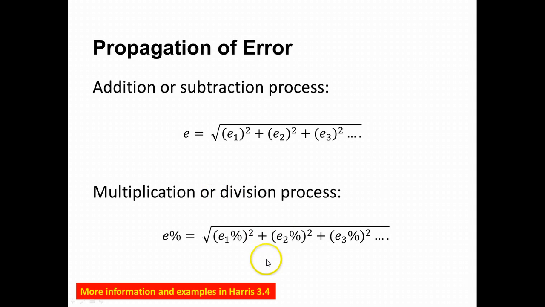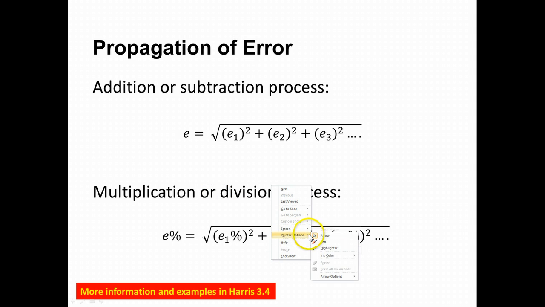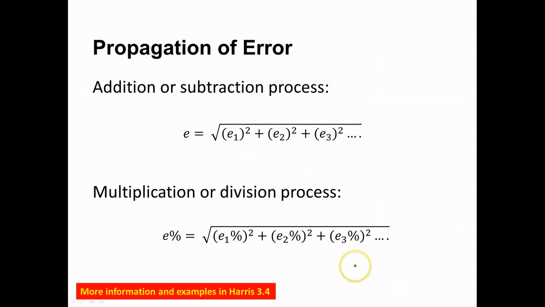Or through a multiplication or division process, where we end up using the percent relative error. So what that is: your percent error equals your error divided by the value, times 100. So basically, you're just taking the relative error of each point and multiplying by 100.